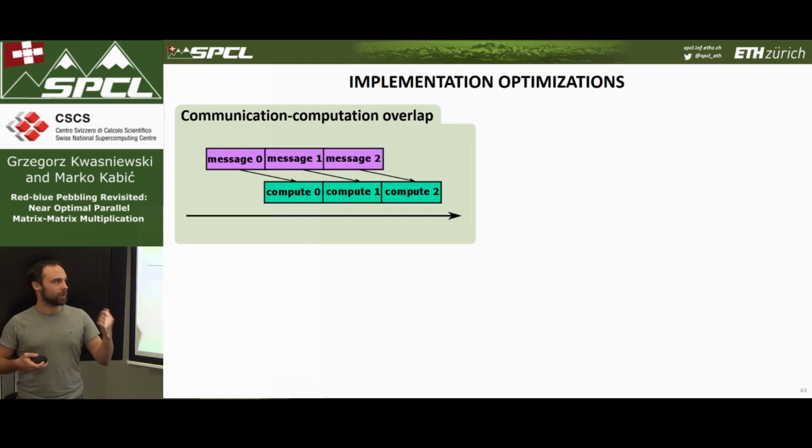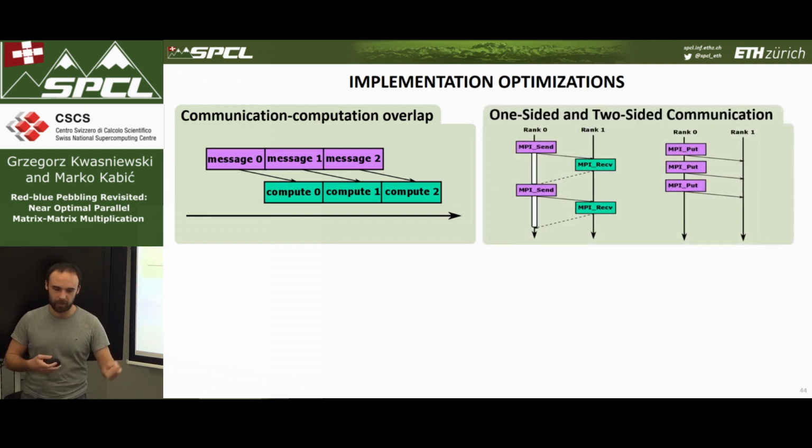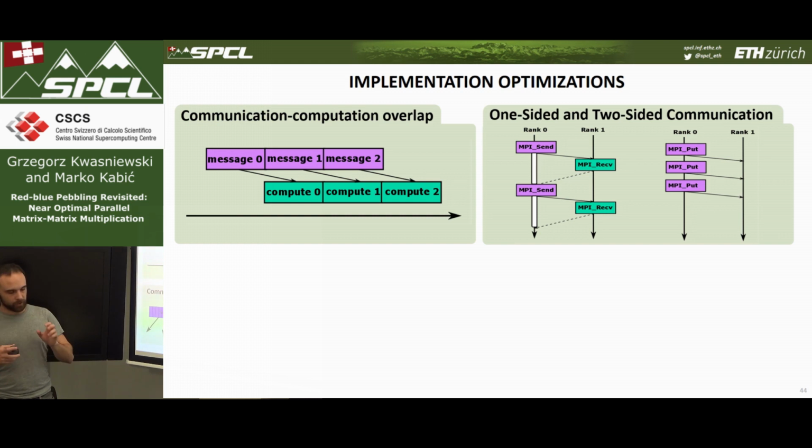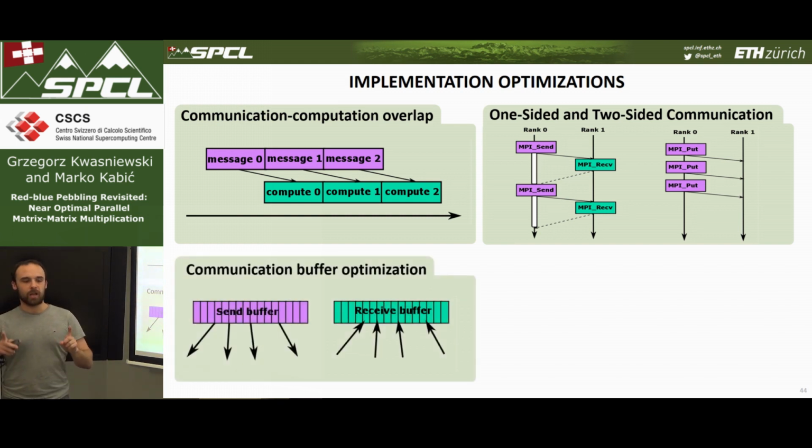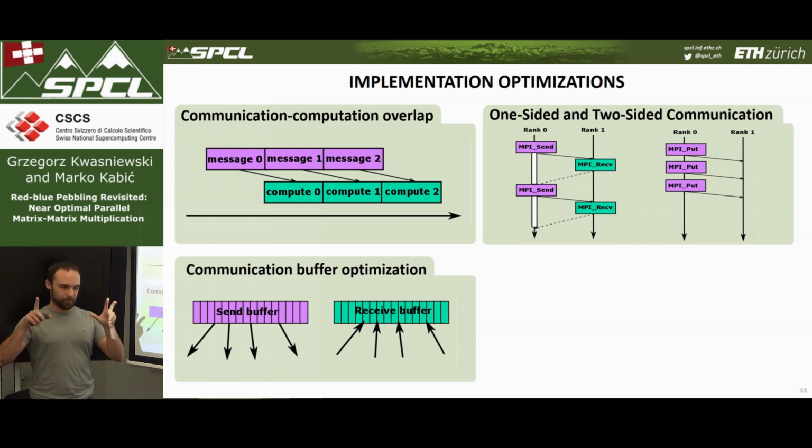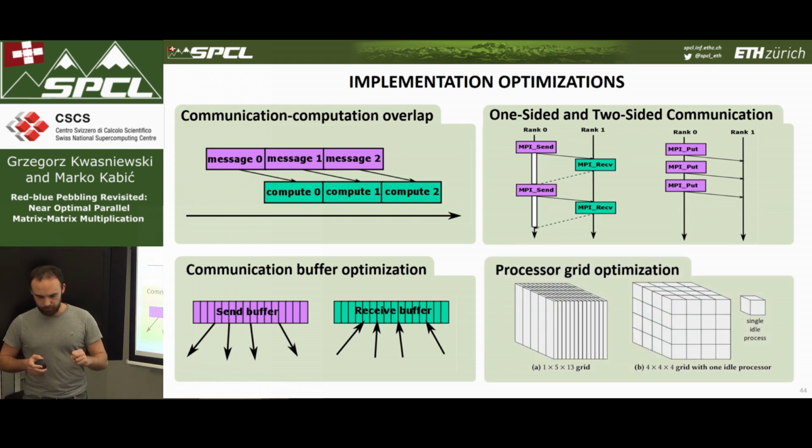We have both one-sided and two-sided asynchronous MPI implementations. Thanks to static analysis, we statically allocate minimal-sized buffers, and thanks to the memory pool management, we maximally reuse them between the communication steps, and we introduce what we call the processor grid optimizations. Now, due to the time constraints, I will just focus on the last part. The remaining ones you can find in the paper.